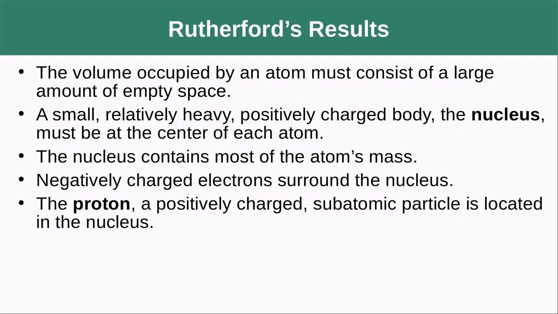And he said that this would be at the center of the atoms, much like the sun is at the center of the solar system. He theorized that the nucleus contains most of the atom's mass. Since we already knew that electrons were relatively small masses, that's pretty reasonable. And then he said that the negatively charged electrons are going to surround this big nucleus. He also theorized that there was a particle in there called the proton, which was positively charged. This is going to offset the negative charge on the electrons, as we saw that elements are neutral.